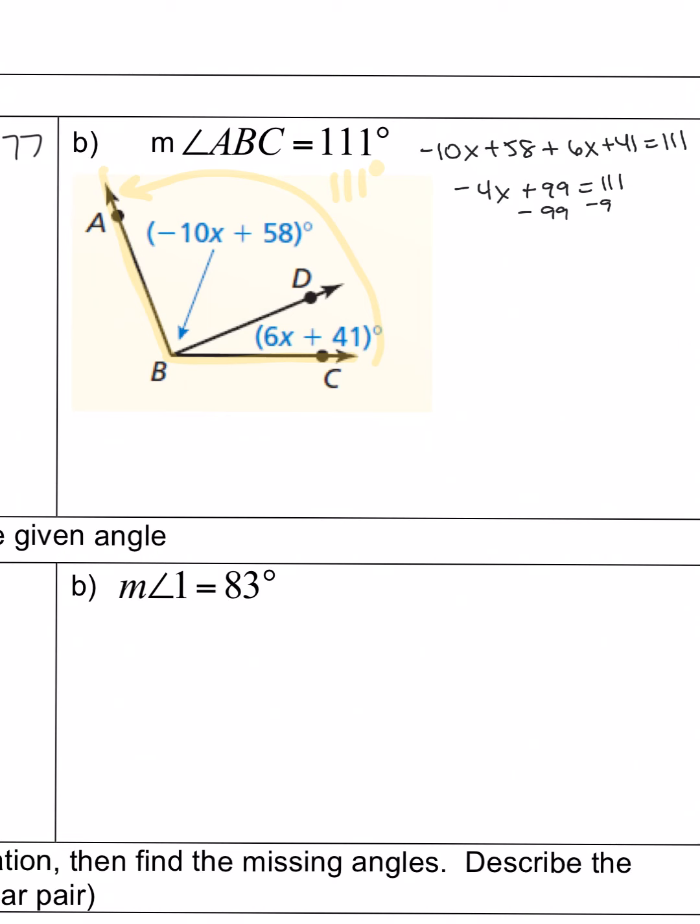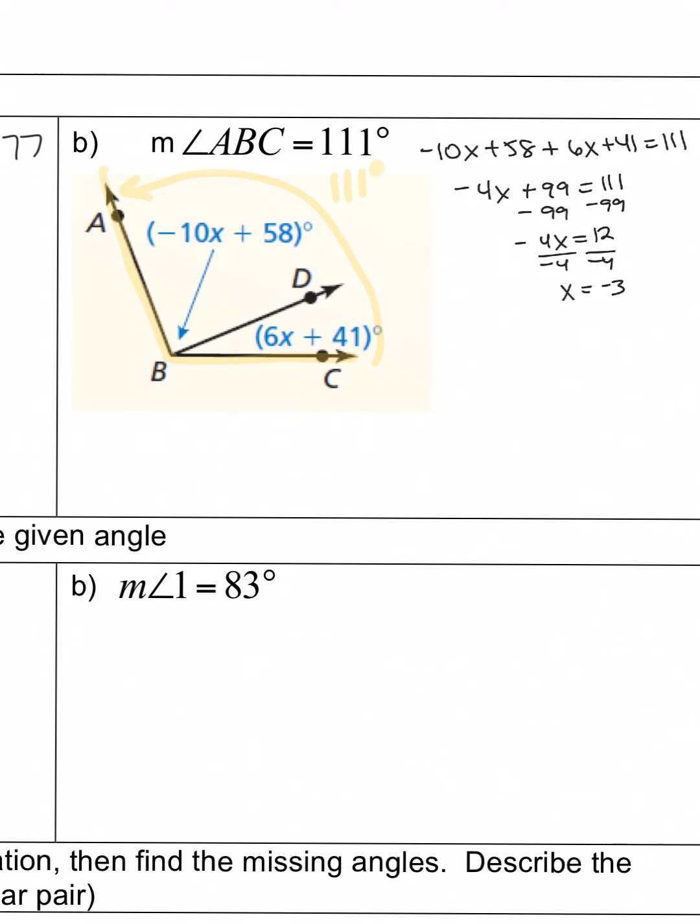I'll subtract 99 from each side, and I'll get negative 4x equals 12. If we divide by negative 4, x equals negative 3. Okay, I want to find the measure of each angle here.